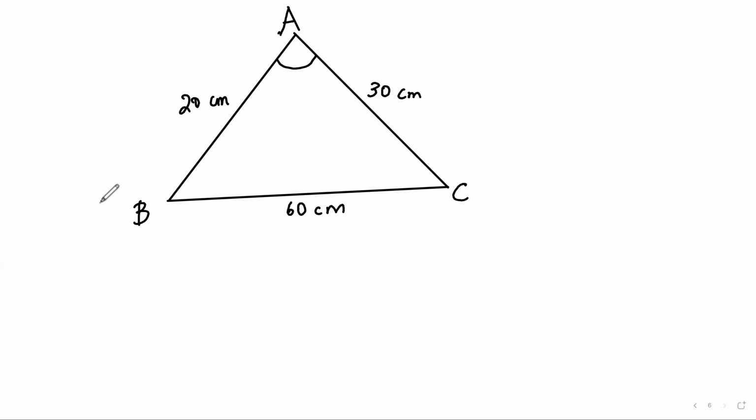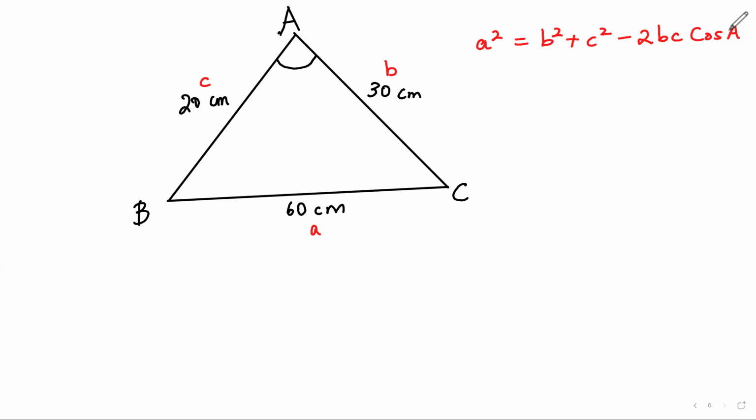Now, if I want to find angle A, first thing, I'm going to just label these sides. The side opposite angle A is side A. The side opposite angle C is side C. And the side opposite angle B is side B. So if I want to find angle A, I need to recall the cosine rule that has A as the subject. So that is A squared is equal to B squared plus C squared minus 2 times B times C by cos of A.